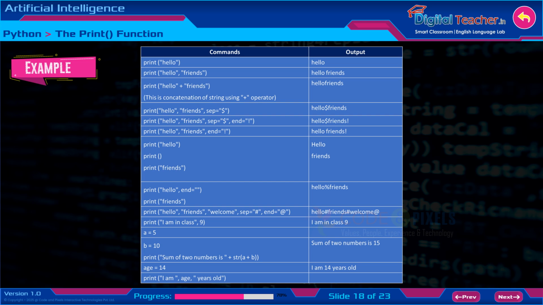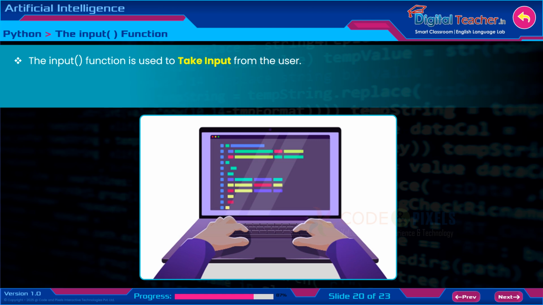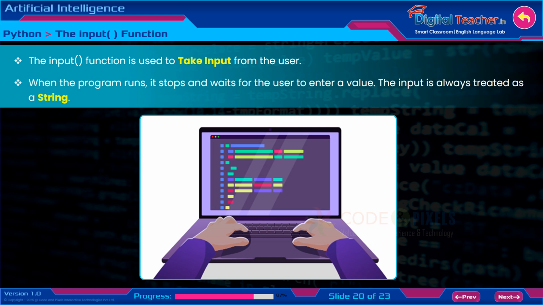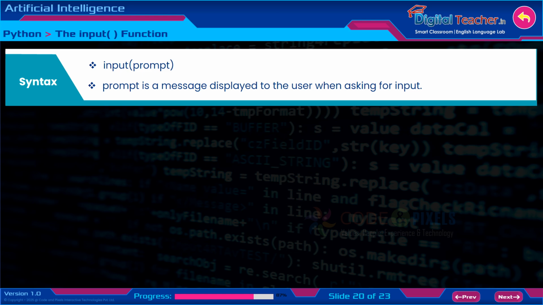Examples. The input function. The input function is used to take input from the user. When the program runs, it stops and waits for the user to enter a value. The input is always treated as a string. Syntax: input. Prompt is a message displayed to the user when asking for input.